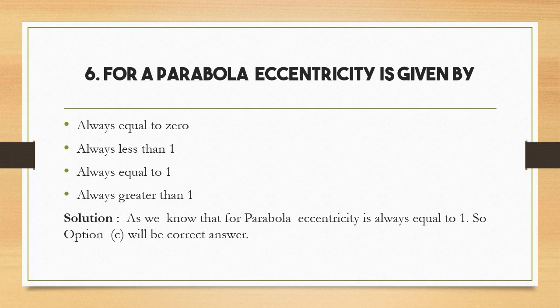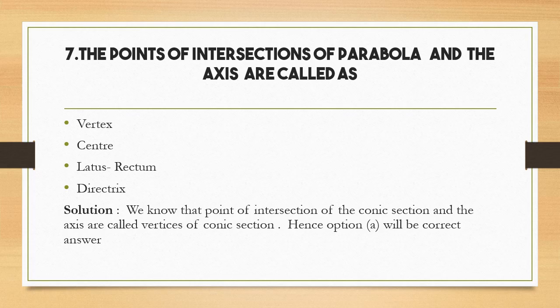For a parabola, eccentricity is given by, four options are given: always equal to 0, always less than 1, always equal to 1, always greater than 1. So we all know that for a parabola, eccentricity is always equal to 1. If you know this basic thing, you can mark option C as the right answer straight away. No need to waste much time on such a question. So we'll move to question number 7.